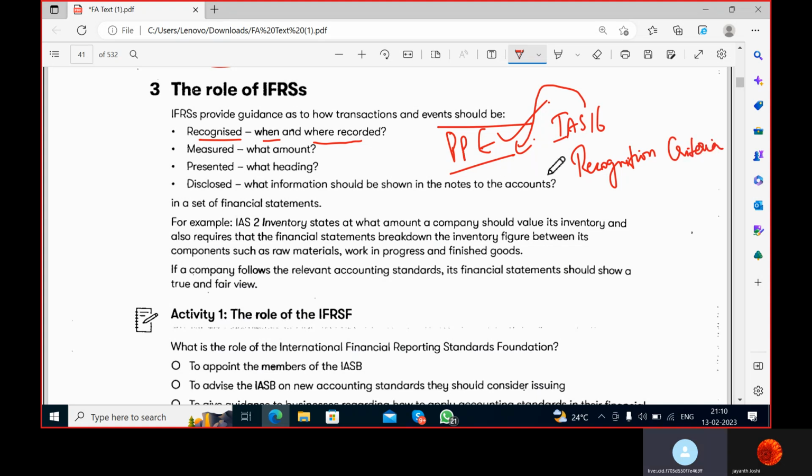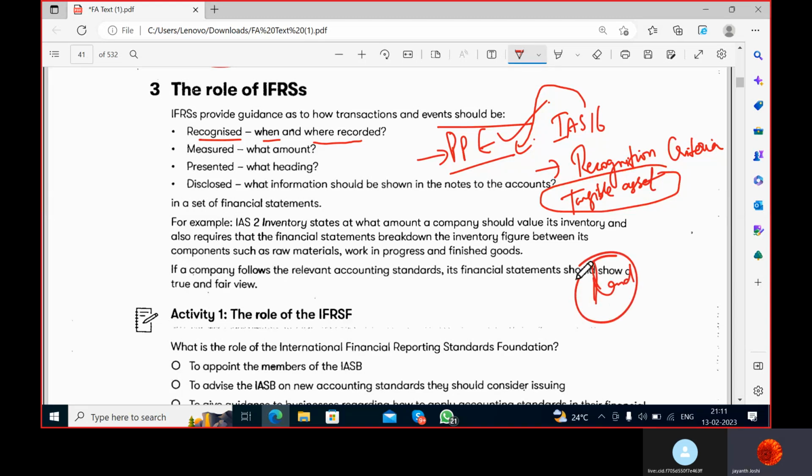The recognition criteria. That means how would you recognize something as property, plant and equipment, or how to recognize something as a tangible asset? What is that? Tangible asset. So if I tell you land is a tangible asset or not? Yes, sir, it is. But why? On what basis are you recognizing that as a tangible asset?